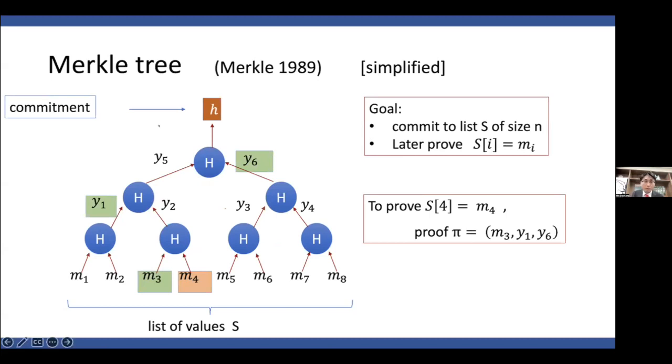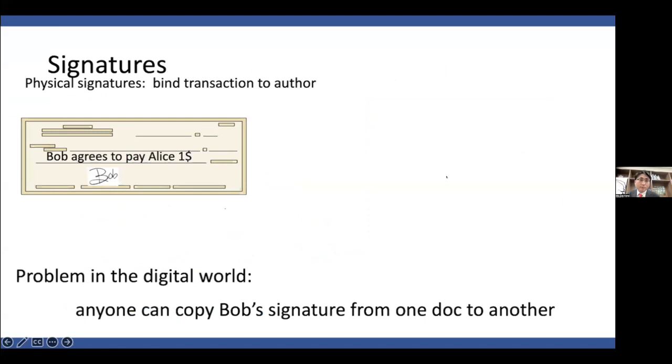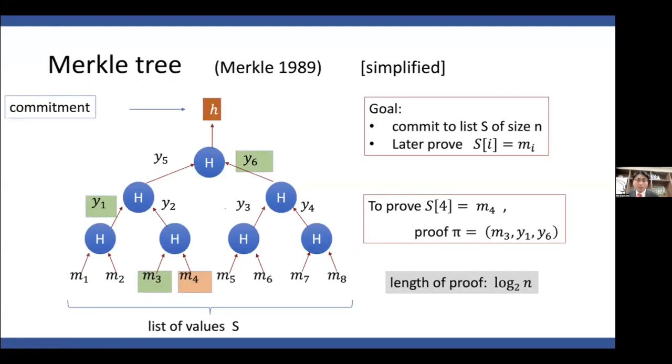So in practice, if you place only H, the top one, in the block, then you can later prove that a certain transaction is included in this block very easily and very efficiently. So hash is so important, and hash is also important for linking blocks. I don't have a slide for that, but all the blocks are linked to previous blocks. They include the hash of the previous block.